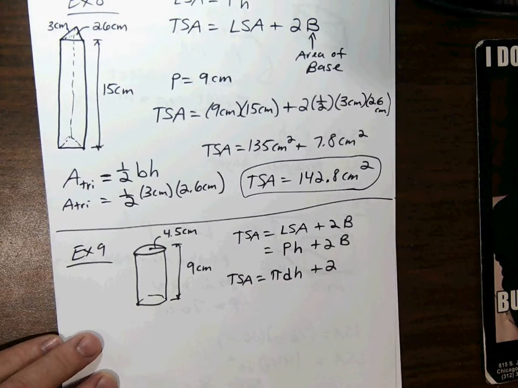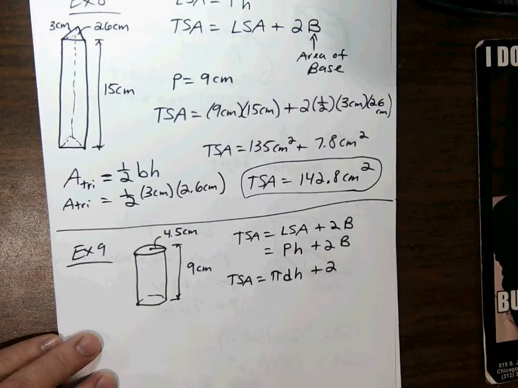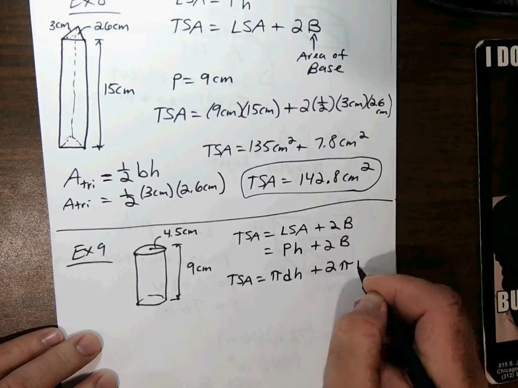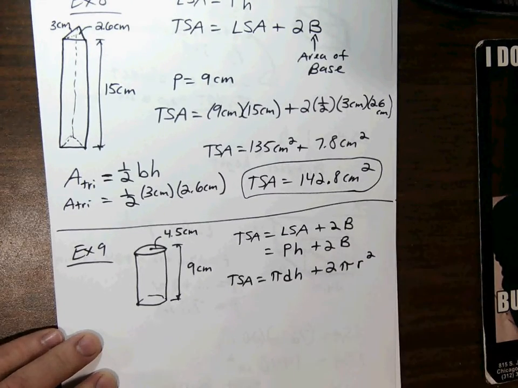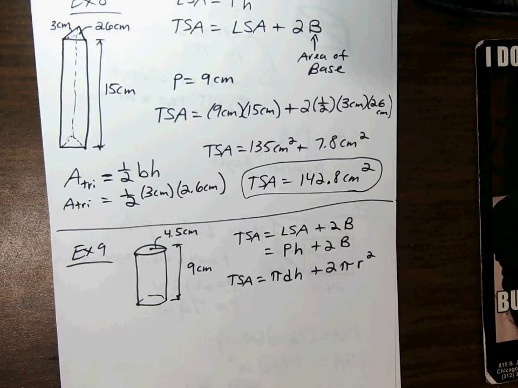How do you find the area of a circle, remember? It's pi times radius squared. So 2 times pi times radius squared. Now I've got a radius and a diameter in my formulas here. I'm only given the radius as far as information goes.